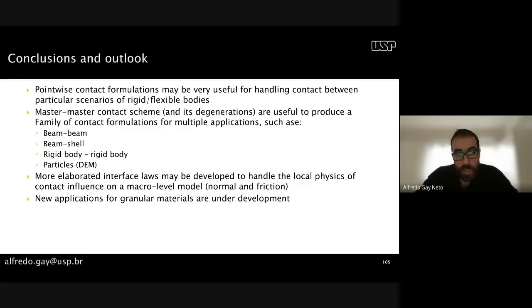And new challenging applications, for example, for granular materials, are in development by now. I hope in the near future we can see some publications on that topic as well.